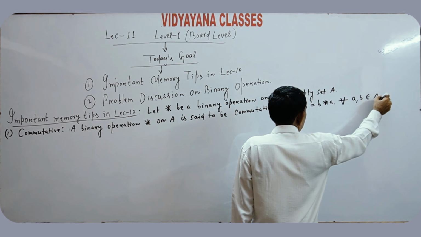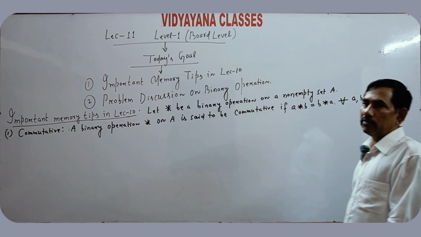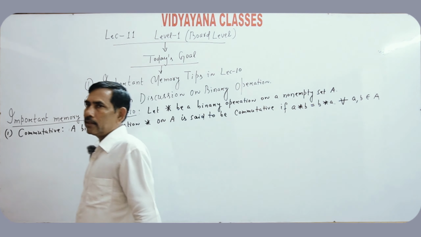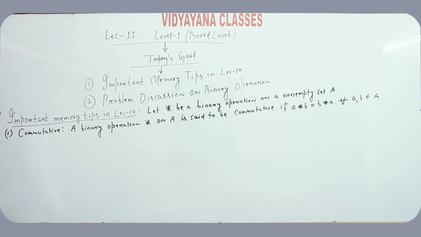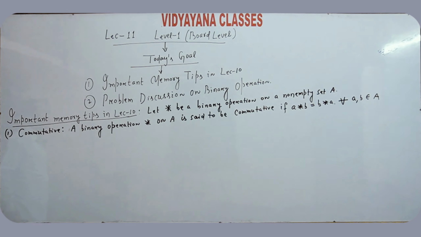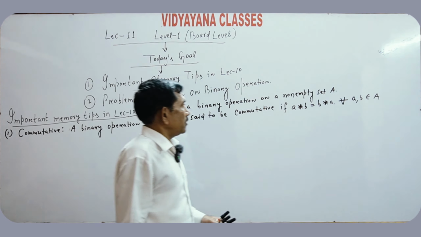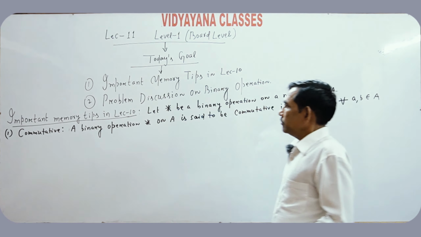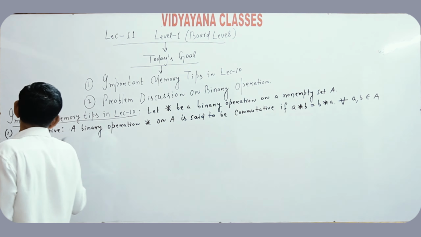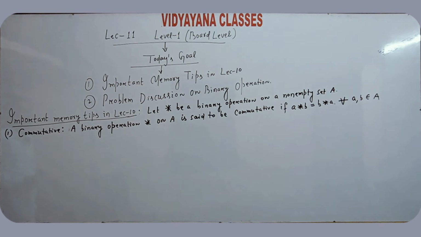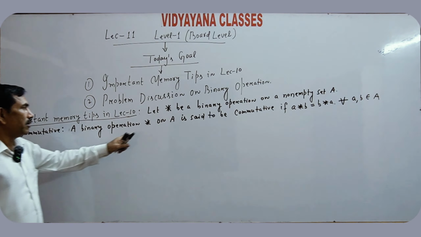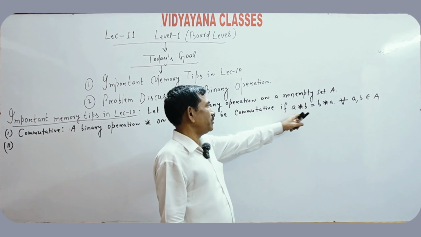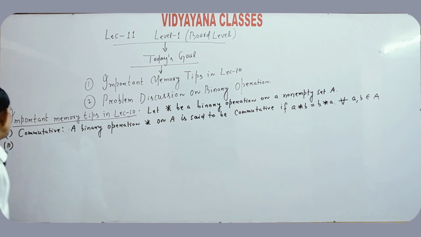In lecture number 10, we have discussed commutative, associative, existence of identity and existence of inverse of an element in A. Now, we will memorize these definitions. Second point, it is the definition of a commutative. A binary operation star on A is said to be commutative if this condition is satisfied. Associative.